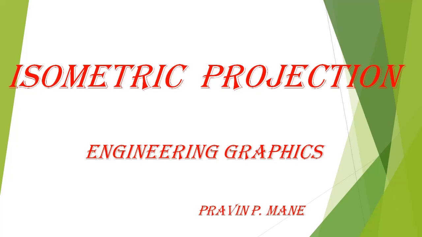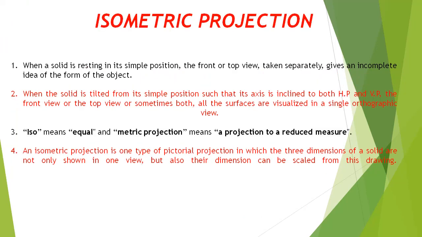ISO means equal and metric projection means a projection to a reduced measure. Now we will see some theoretical background of isometric projection. 1. When a solid is resting in its simple position, the front or top view, taken separately, gives an incomplete idea of the form of the object.